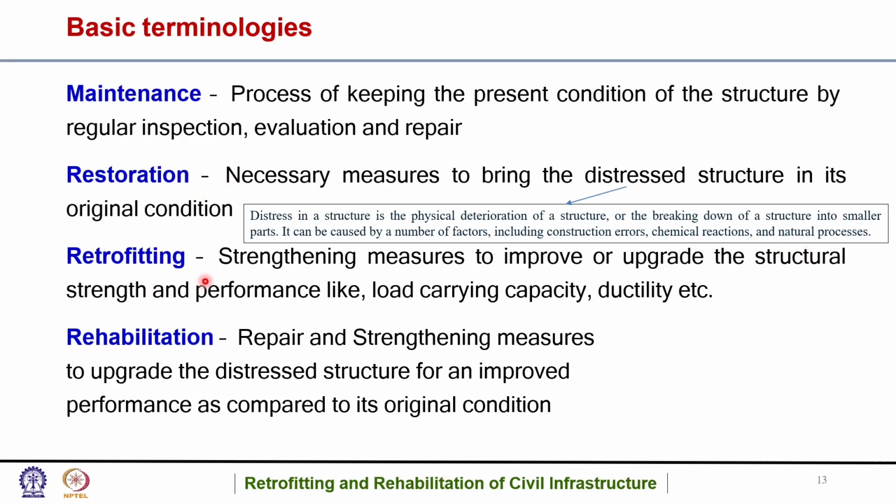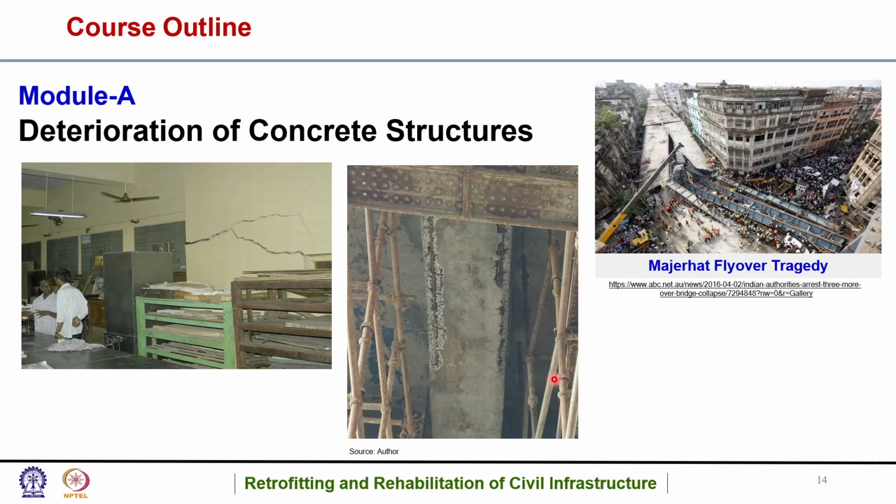So what is retrofitting? Retrofitting is basically strengthening measures to improve or upgrade the structural strength and performance, like load carrying capacity, ductility, etc. And rehabilitation is similar. It is basically the measures associated with repair and strengthening for upgrading the distressed structure for an improved performance as compared to its original condition. So these were some of the basic terminologies.